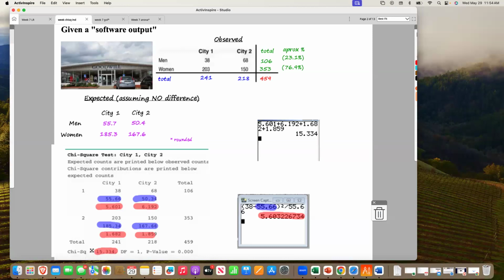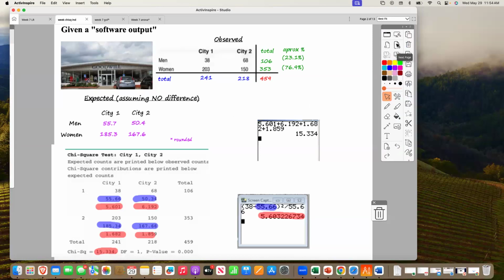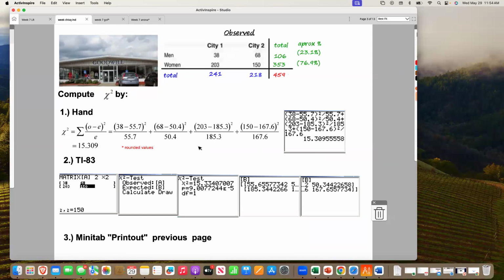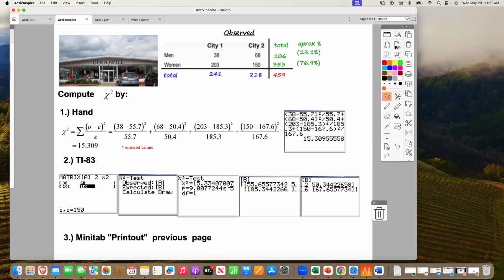So again, the thinking and reasoning is the same, only now we're dealing with a two-way table instead of a one-way table. All right. So as I move on here, again, this is just kind of showing you maybe a little bit more detail if I were to do this by hand. And just here's calculator software, and then the Minitab we already went over on the previous page. Okay.